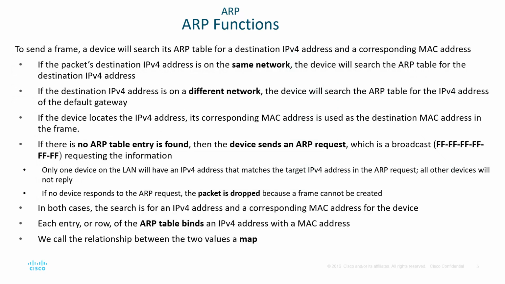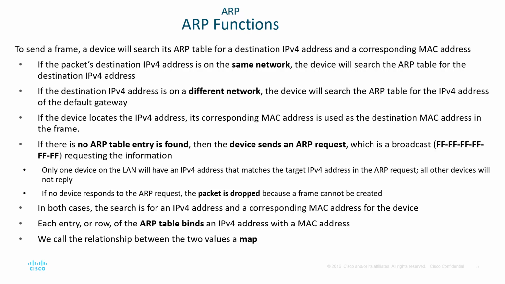So to send a frame, a device will search its ARP table for a destination IP address and that corresponding MAC address. If the packet's destination IP address is on the same network, again, the device will search the ARP table for the destination IPv4 address. If the destination IP address is on a different network, the device now will search the ARP table for the IP address of that default gateway. If it is located, its corresponding MAC address is used as the destination MAC in the frame.